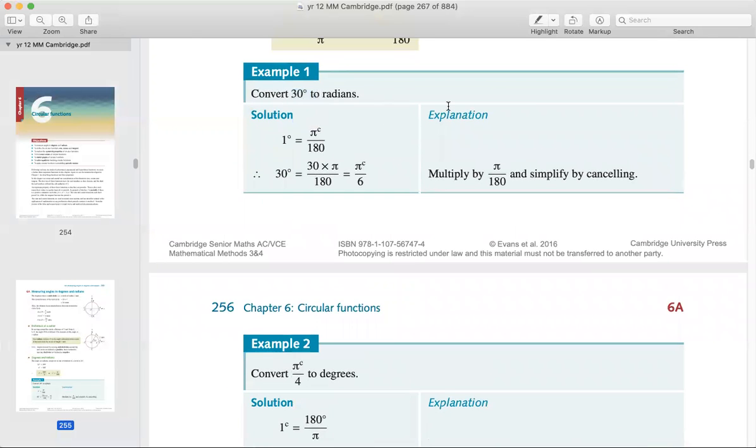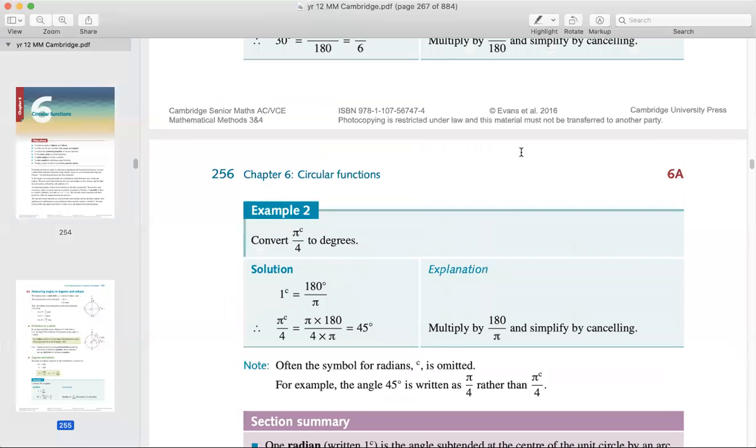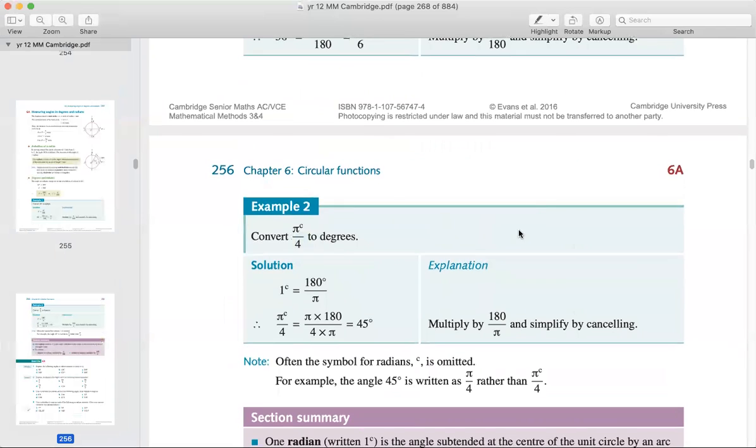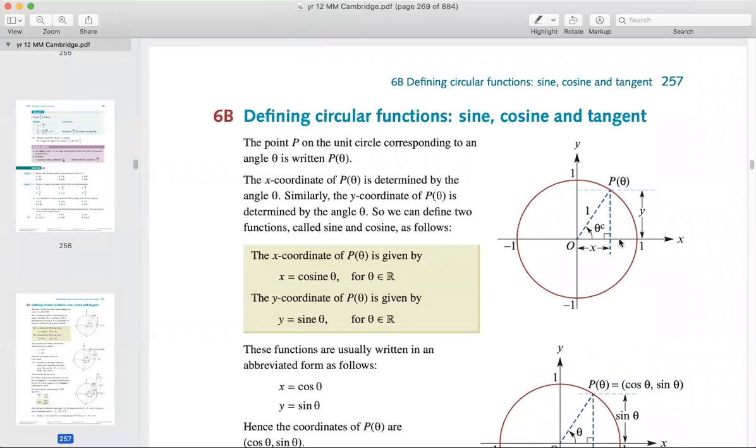So 30 degrees converted to radians: because 180 is pi, 30 is 1 over 6 of 180 degrees, which means this one is pi over 6. Okay, and converting between them is pretty easy and straightforward.